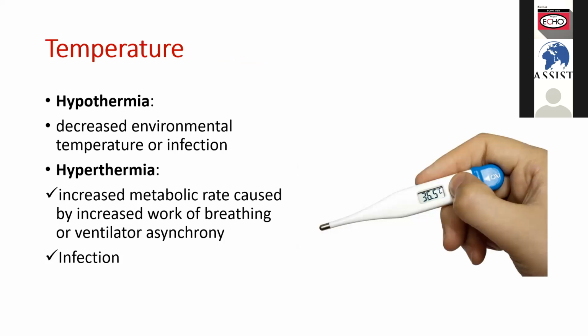So on temperature, as we've seen, on skin, when you are assessing, you can just feel like this patient is cold or hot. So hypothermia can be caused by a decrease of environmental temperature, or some patient is having an infection. For hyperthermia, if there is an increased metabolic rate, this also can lead to high body temperature, or if the patient is struggling with the ventilator. Remember, most of our patients are on a ventilator machine. If there is ventilator asynchrony, meaning the patient is not tolerating the ventilator settings, this will increase the metabolic rate and lead to hyperthermia. Also infection, again, it's obvious to increase the body temperature.